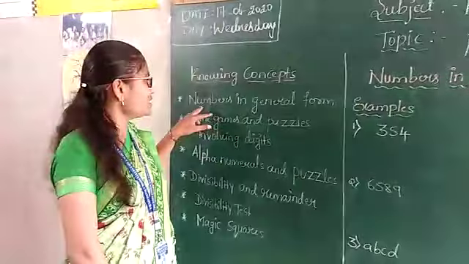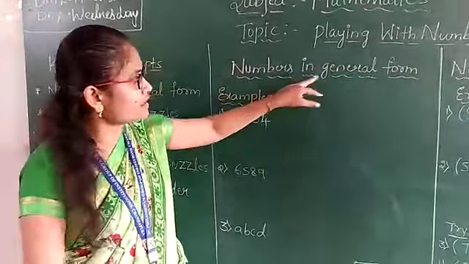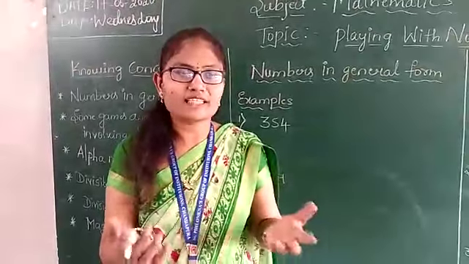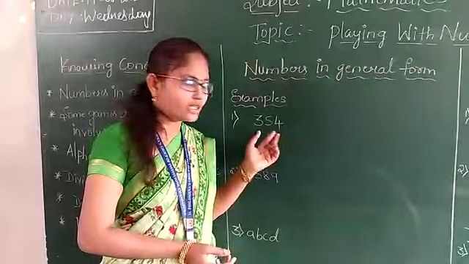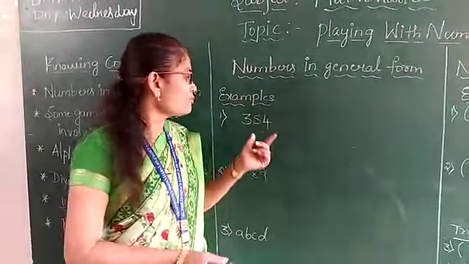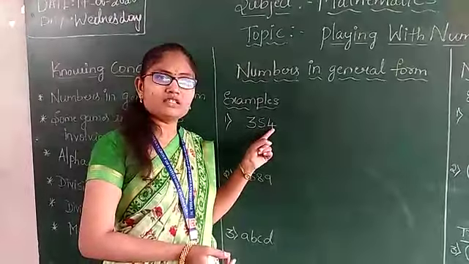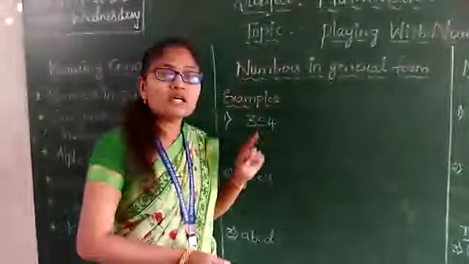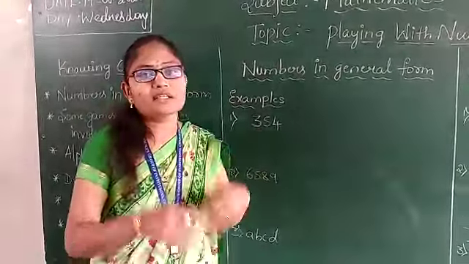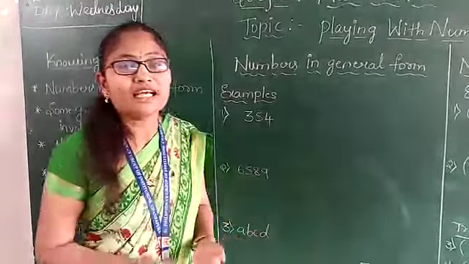Here the first concept is numbers in general form. How are you going to write the numbers in general form? For example, let me take one example here, 354. We know the place value of this number. The number 4 is in ones place. The number 5 is in tens place. The number 3 is in hundreds place. According to those place values, we are going to write it in expanded form.